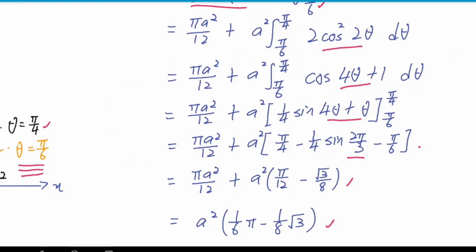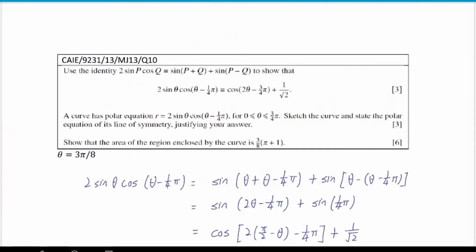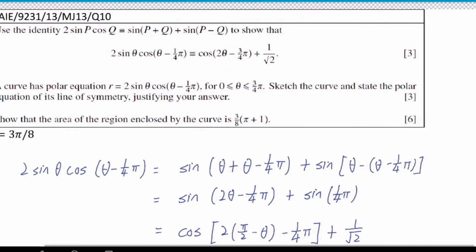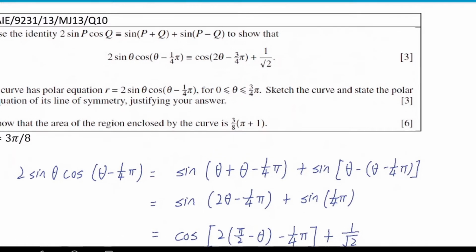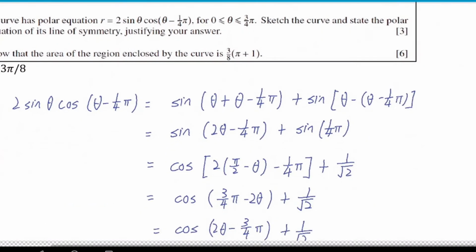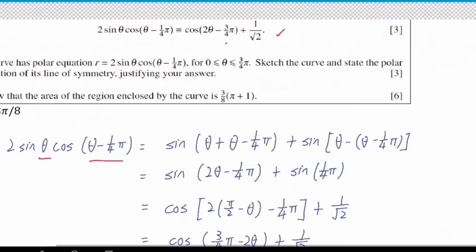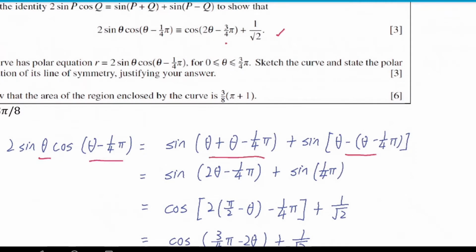Next. Okay, so this is a question that is slightly challenging, I would say. Use the identity which is given to show that 2 sine theta cos of theta minus 1 over 4 pi is given by this expression. So first is to use the identity given. This is like the P and the Q, which we can use to get sine of P plus Q and sine of P minus Q.